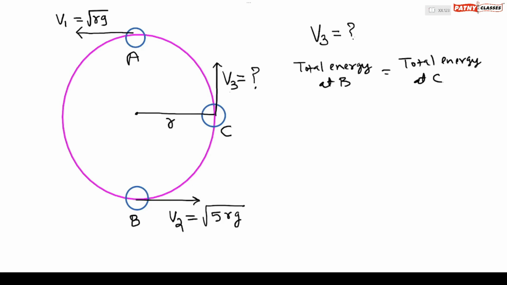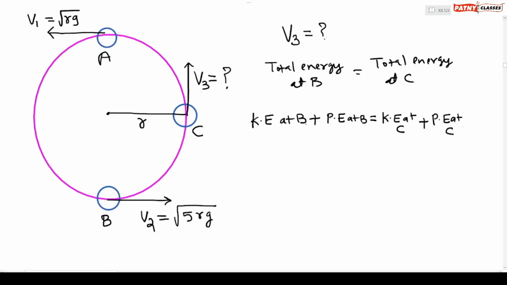Whenever the particle is performing circular motion, a very important thing is that the total energy of the particle is not changing. Now we already got the value of v1, that is under root of rg. We got the value of v2, that is under root of 5rg. Now we need to find the velocity of the particle at point C. To find it, we use the idea that total energy at point B equals total energy at point C. By using this relationship, we can find velocity v3.